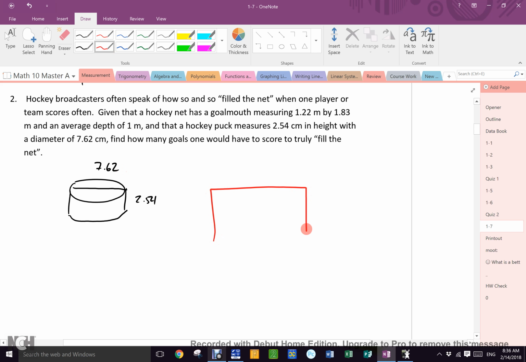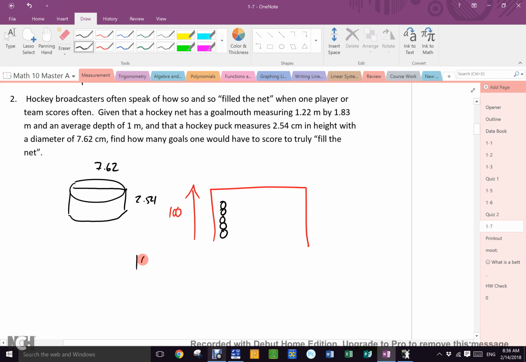There is from the goal mouth backwards, yes? How long is that? Read the question. How deep is the net? 1 meter. Now the puck is measured in centimeters, so should I measure this as 1 meter? No, what should I make it? Centimeters. So this is 100 centimeters, yes? So how many pucks will fit this way? A puck is 7.62. I have 100 centimeters to fill. What math do I do?